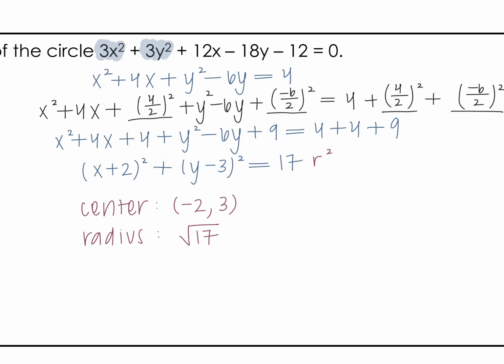But there you have it. We've got our center and our radius based off the equation we came up with by completing the square. Hopefully this was helpful in understanding the process of how you complete the square when the equation is not written in standard form.